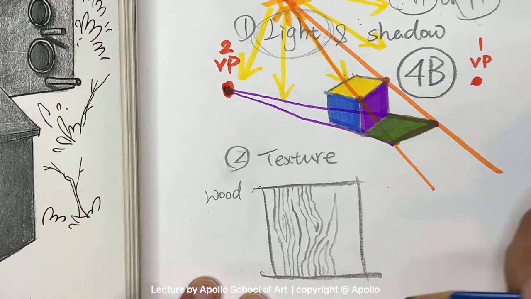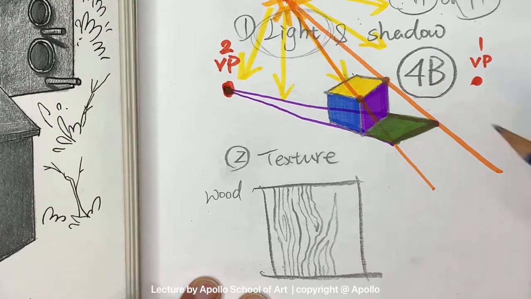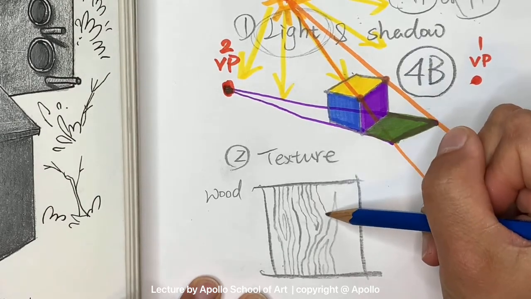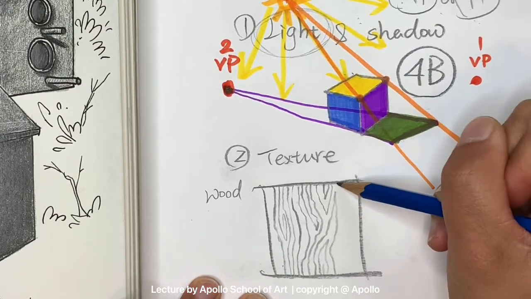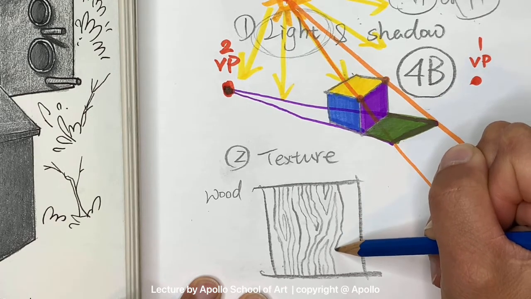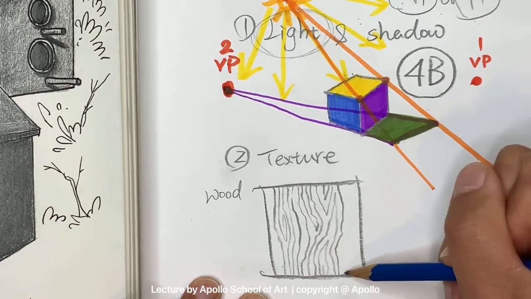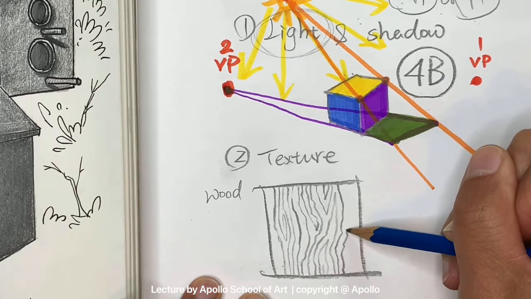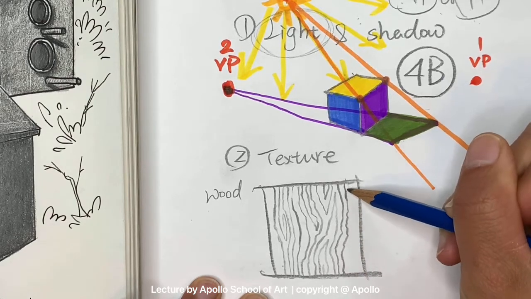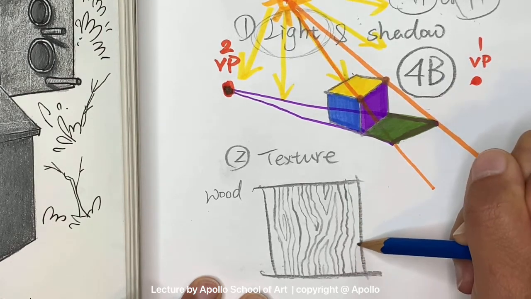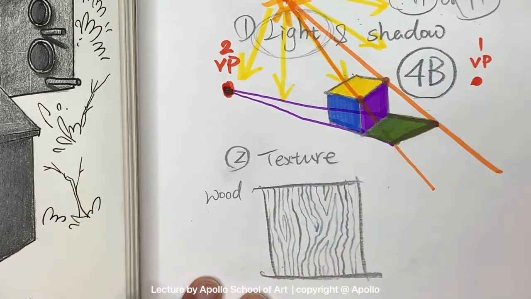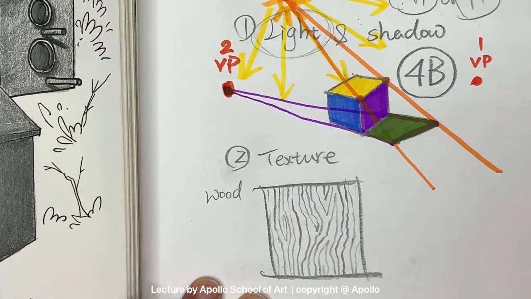The smooth line creates the smooth texture, right? The smooth line gives you the smooth feeling. The rough lines are not like the smooth ones. They have some cracks, some thin parts, so it looks like the wood texture.